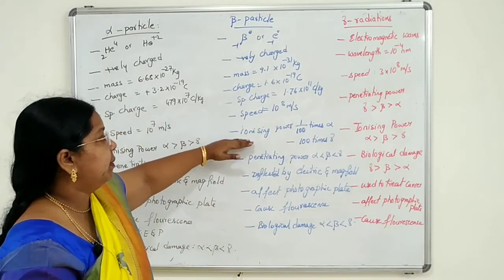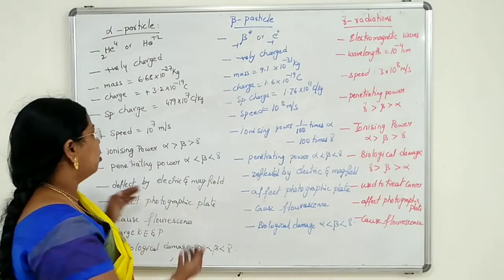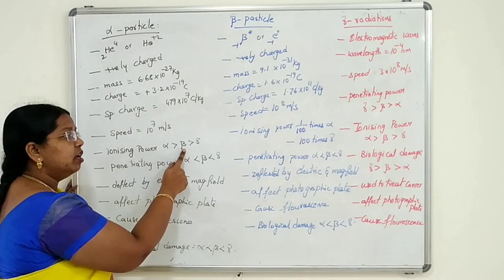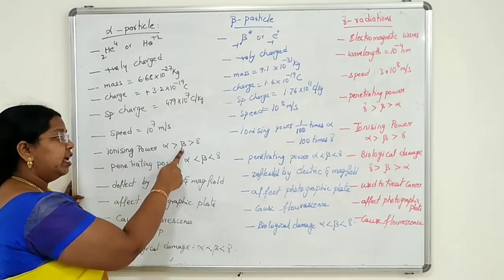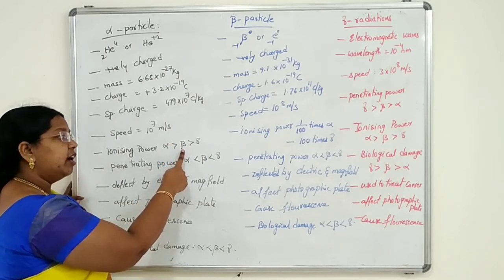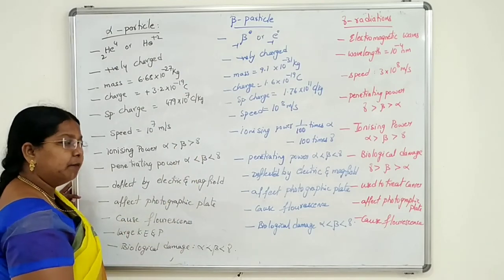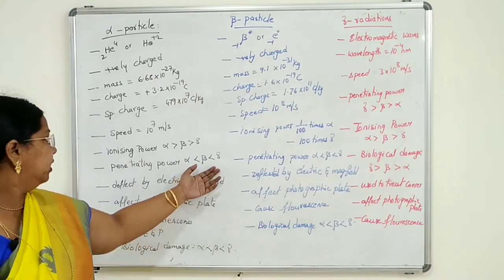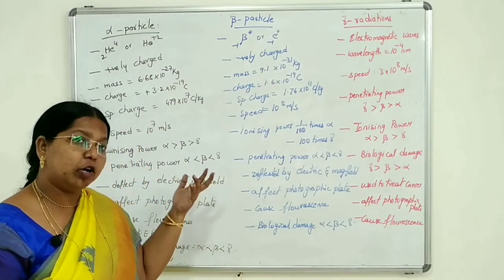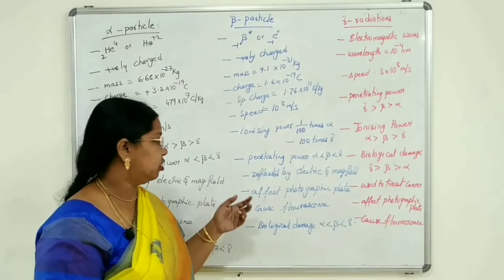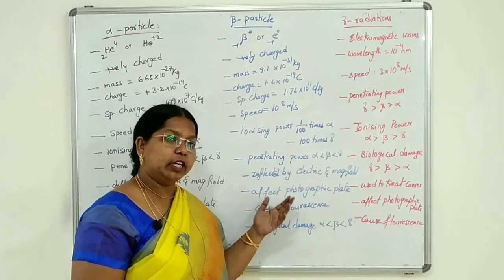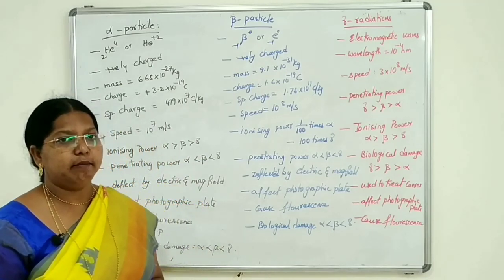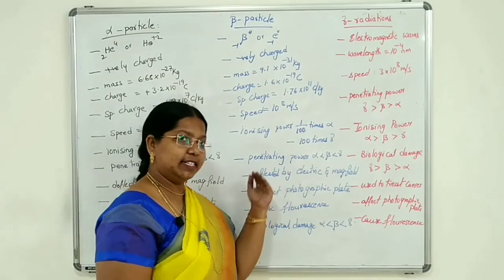Ionizing power, same as we talked about: alpha is more than beta than gamma. So beta has 1 by 100 times that of alpha and 100 times that of gamma. Penetrating power, same: alpha, beta, gamma in increasing order. They deflect by electric and magnetic field because they are negatively charged. They affect photographic plate and they cause fluorescence, and they also cause biological damage, more than alpha, less than gamma.